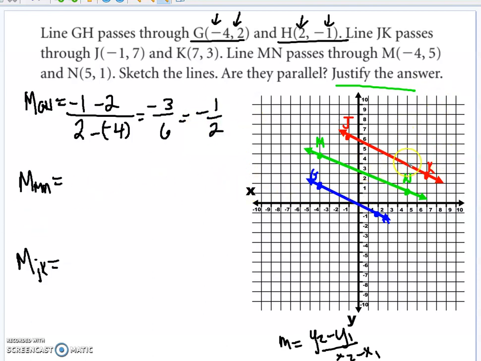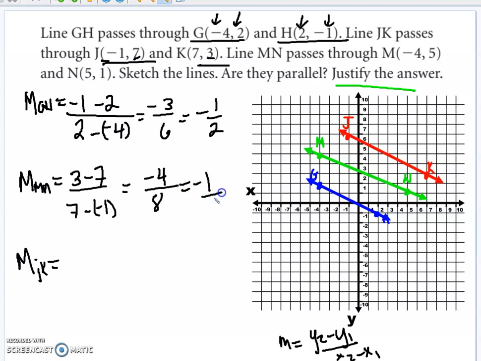So let's do the same thing with MN here. Ooh, I'm on the wrong one. So let's do JK next. So again, I'll do y2 minus y1. So 3 minus 7. And then 7 minus -1. So that's going to give me -4 over 8, which is -1/2. So automatically, in saying that this slope and this slope are exactly the same, these two are parallel. Which makes sense. This line here looks as though it's parallel to this line here.